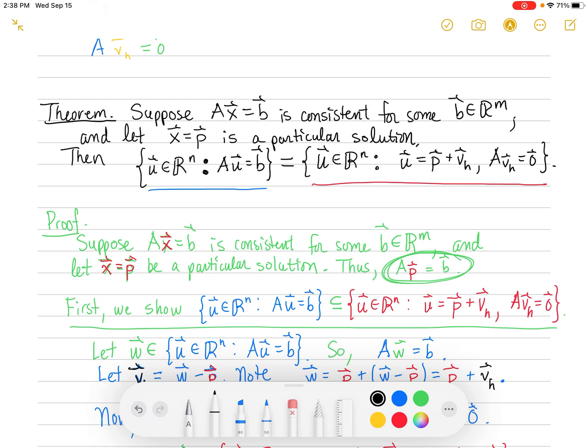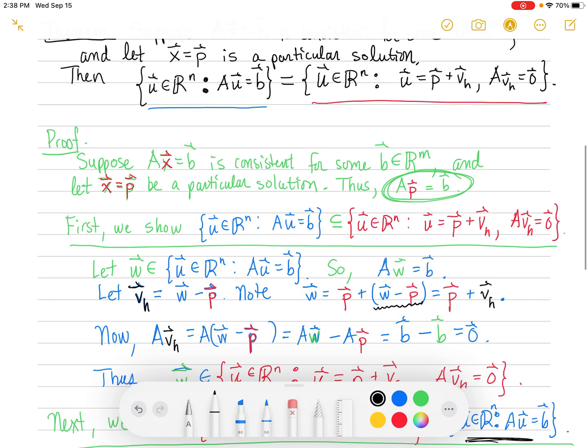So all this is saying is that solutions to AX equals B can be decomposed into a particular solution part plus a homogeneous part.